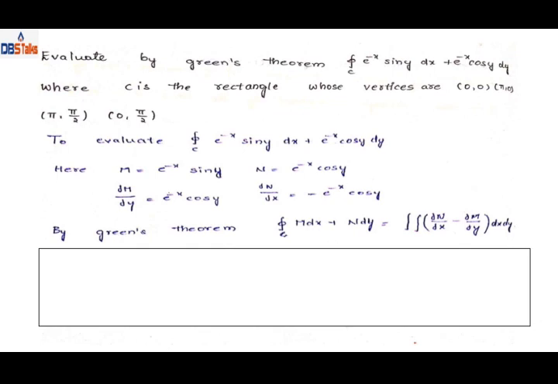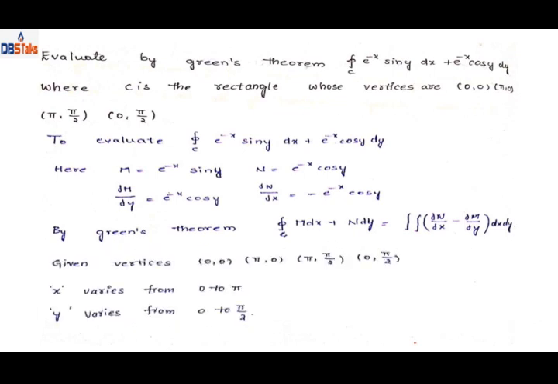Then by using Green's theorem, the statement of Green's theorem is the closed integral over C of M dx plus N dy equals the double integral of (∂N/∂x minus ∂M/∂y) dx dy. In this problem, we have to evaluate only the RHS of Green's theorem. The given vertices are (0, 0), (π, 0), (π, π/2), (0, π/2). So now we write the x limits and y limits. The x limits are 0 to π and the y limits are 0 to π/2.